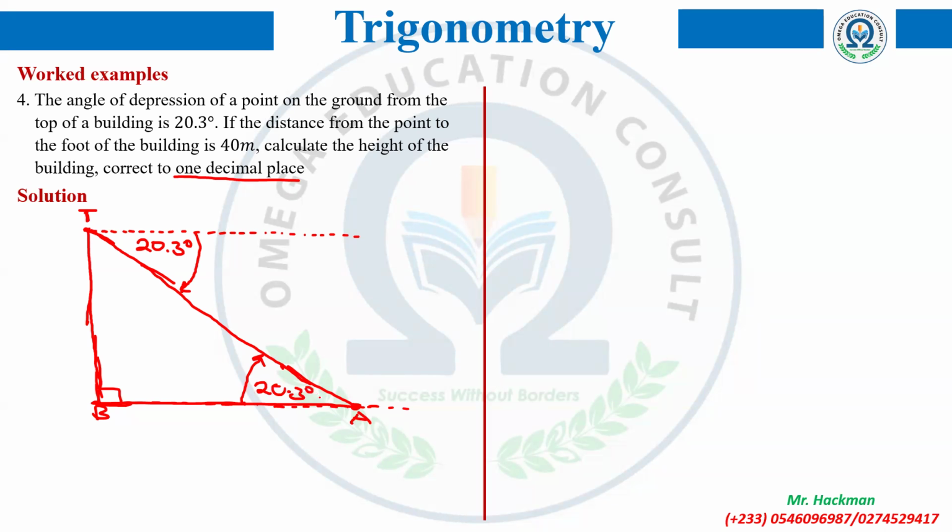So if I look at this right angle triangle, obviously I know one angle, but there's one more piece of information I need to bring to bear from the diagram that I have here. Let's see this information. We are told the distance from the point to the foot of the building. So this is the foot of the building, and this is the point. The distance here, we are told, is 40 meters. Do you agree?